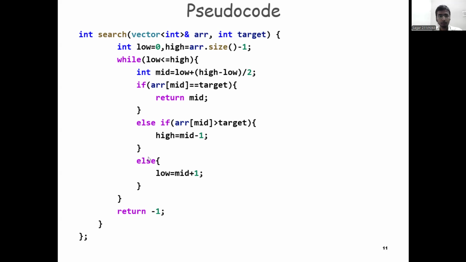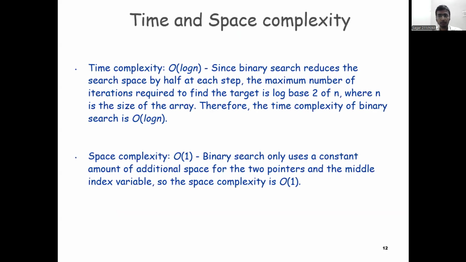And if it's nowhere found, then the while loop will automatically end after all the iterations are over and low greater than high happens. For that case, we have to return -1 or some message. So it's all about the pseudocode. Let's analyze the time and space complexity.